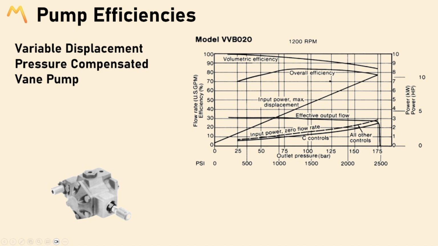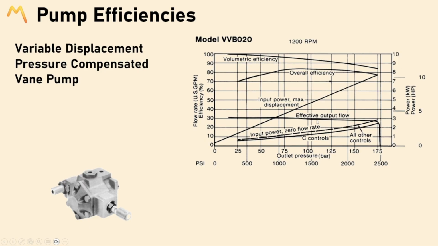There's almost no leakage. But as we increase our pressure, the efficiency begins to drop. Right? If we look right here at this vertical line at about 2,000 psi or 140-45 bar, we can see that our volumetric efficiency drops to about 90%.